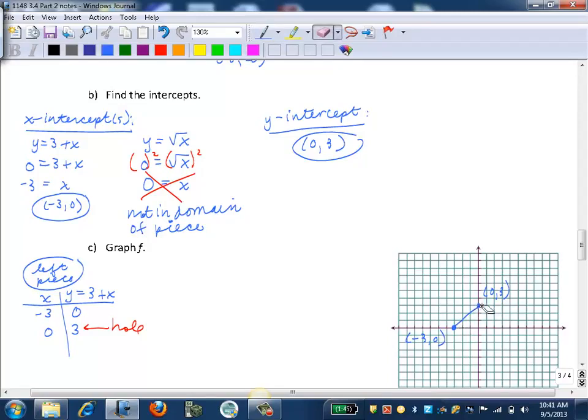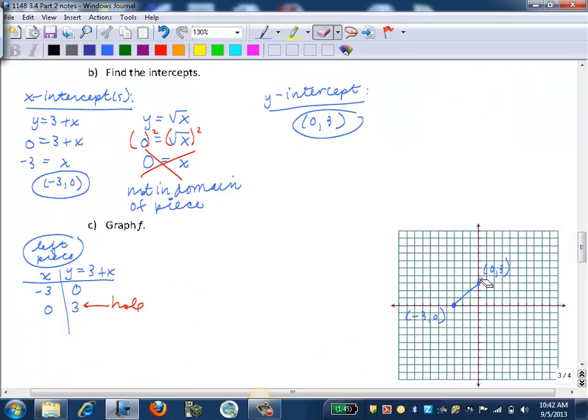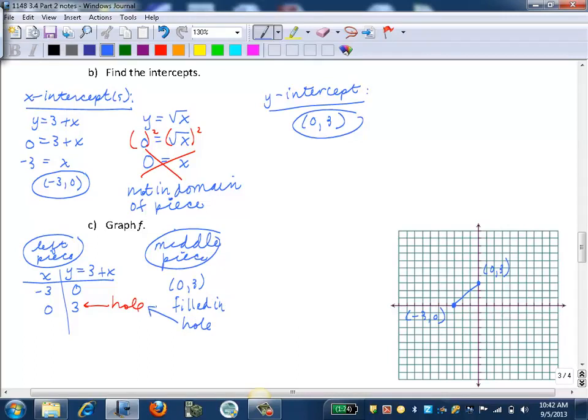So technically there'd be an open circle here from the left piece, but then when we move to the right to the middle piece, that ordered pair 0, 3 actually fills it in. So that will happen frequently. Sometimes you won't actually see the holes in the graph, but just note that would be a hole from that left piece. So we'll just note here our middle piece, that was the ordered pair 0, 3, and it filled in this hole. Okay, so then we continue and move to the right piece.